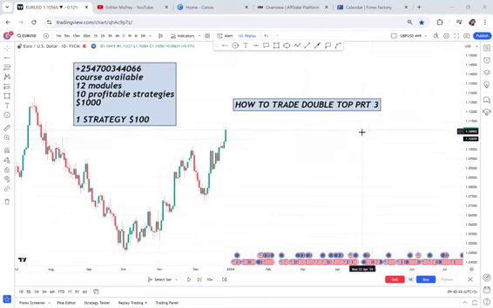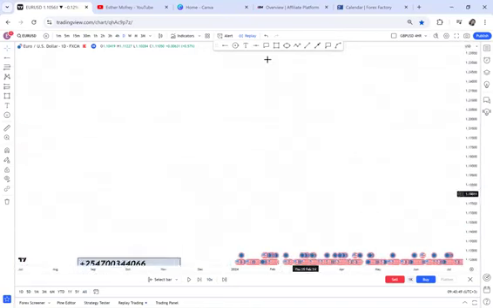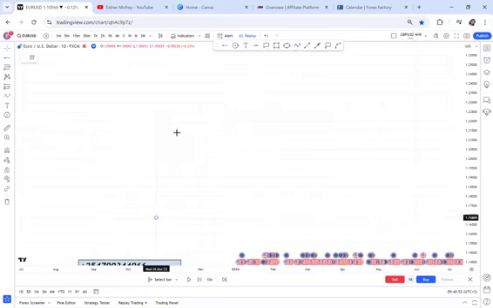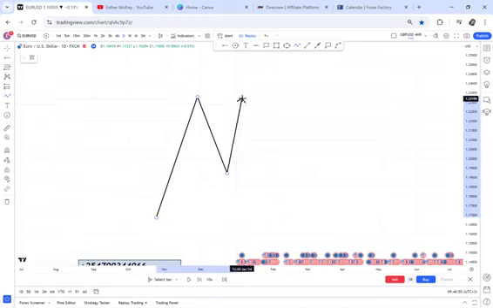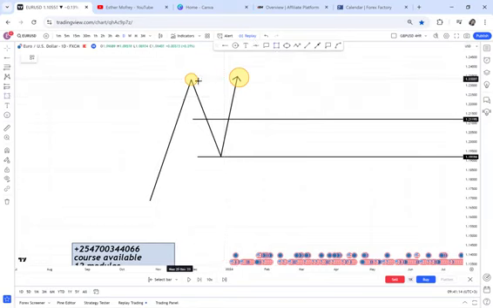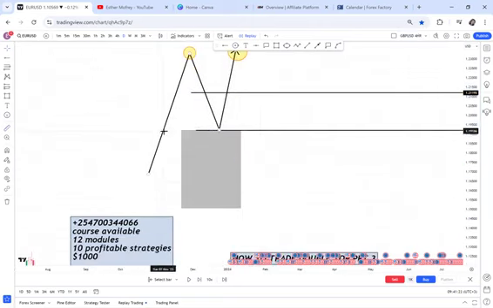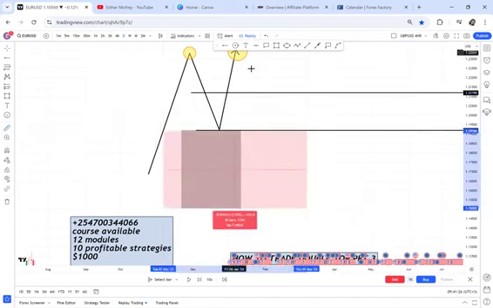You have to understand that any double top has 4 take profits. If this is my double top, I will have 4 take profits. The first take profit is the half. The second take profit is the neckline. The third take profit is the distance. You measure the distance from the first attempt to the neckline, and you pull that box down. So you get take profit 3 and take profit 4.